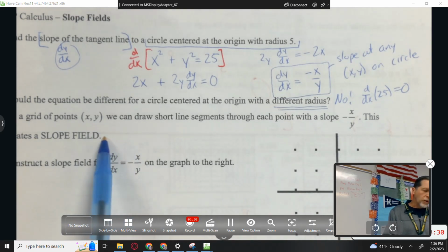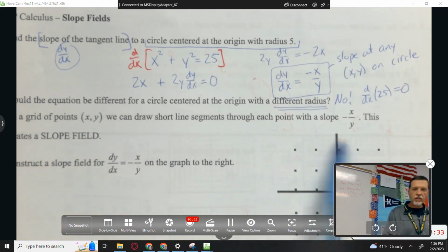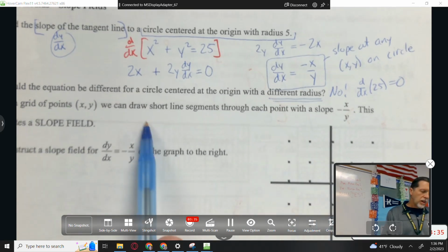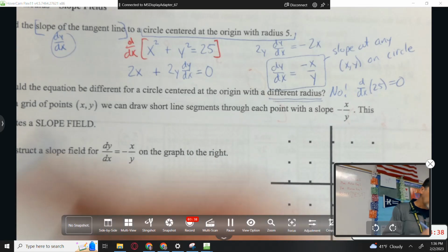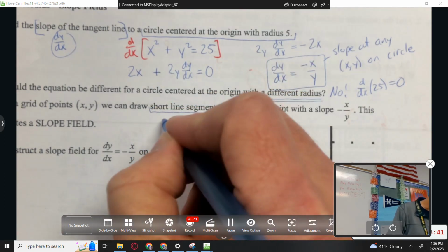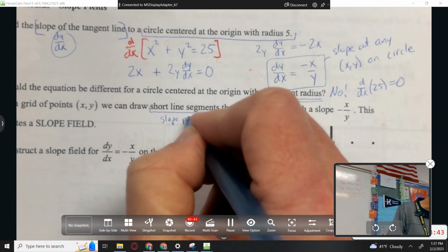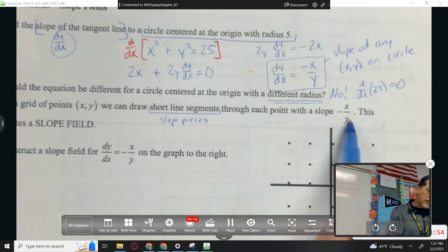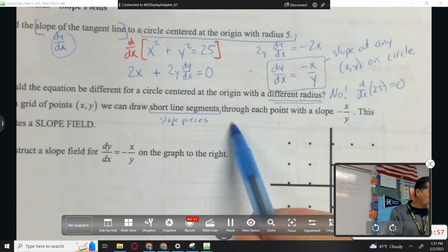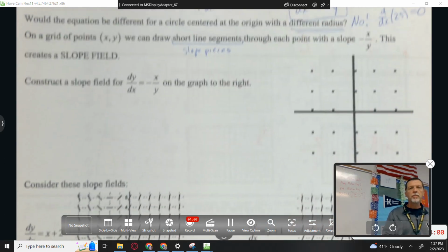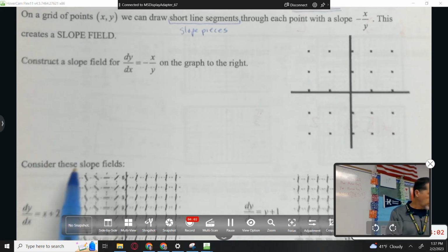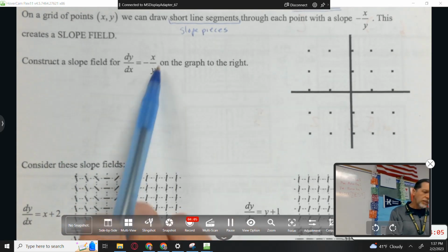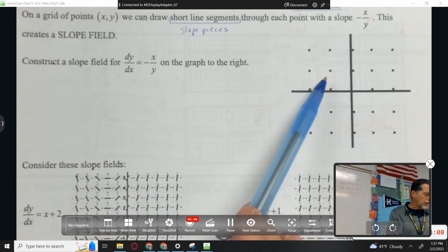Okay, here's where the slope field comes in. On a grid of points, so that's what we've got over here, we're going to draw short line segments. Slope pieces, what we could call them. So we're not going to draw big long lines. We're going to just draw pieces of a slope through each point with the slope negative x over y, and this will create a slope field. So first one, we'll walk through this one together. Construct a slope field negative x over y for the graph on the right.